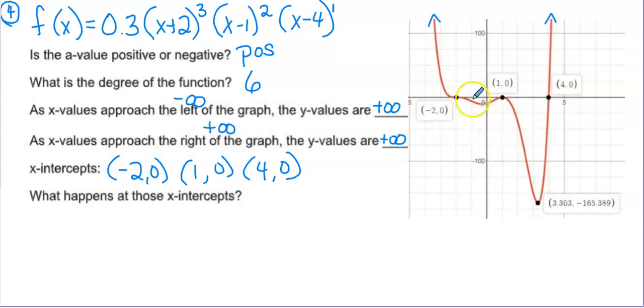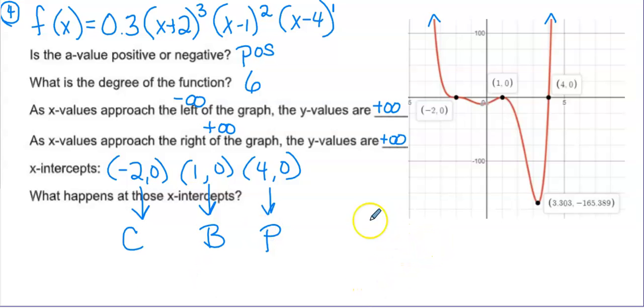So this is a curve. So at -2, it curves. You can just put a C there if you want to. So what I'm noticing is that at this factor right here, at this root, it curves, okay? And then at the 1, this is a bounce. So this is a bounce at 1. So at the 1 with the (x - 1) squared, it bounces. And then at the 4, it passes.